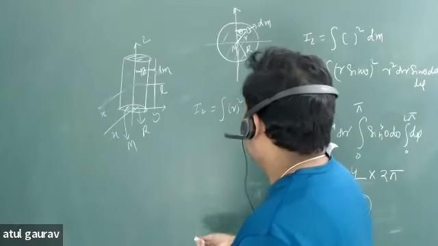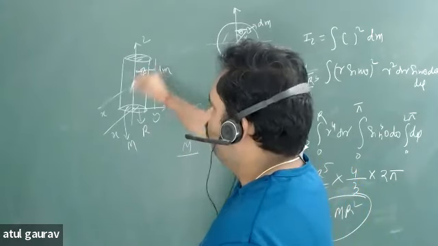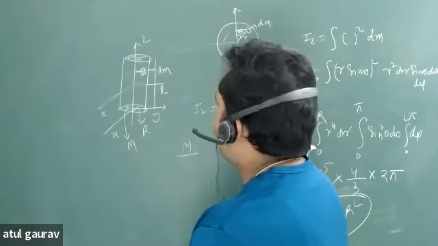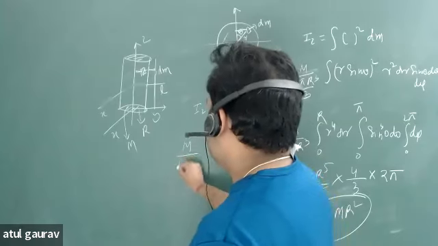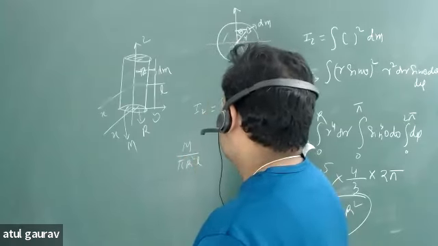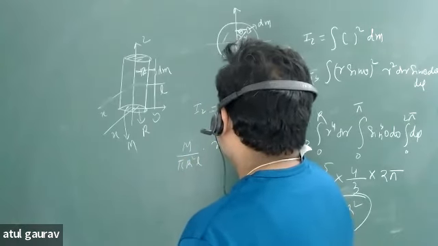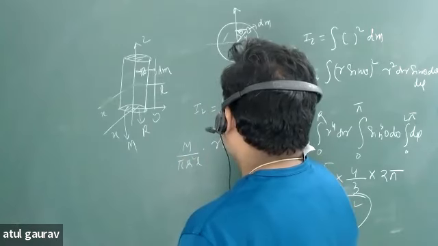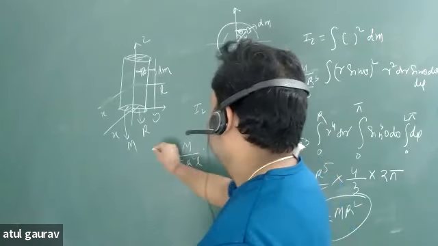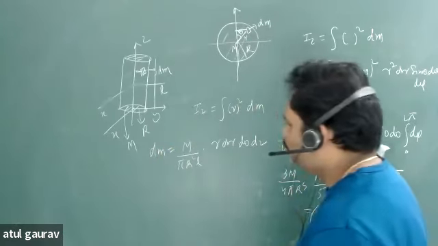What is your dm? M upon the volume of this particular cylinder. What is the volume? Pi r square L. Isn't it? And you can just go for r dr d theta dz. This is your dm. Everyone is comfortable?